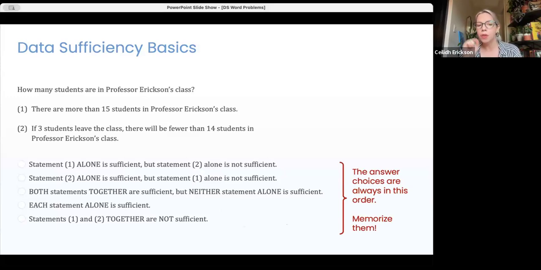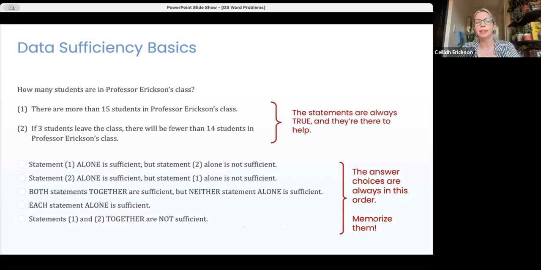And in this class, I'll give you a cheat sheet, a little shorthand when we do that, but I really recommend memorizing these answer choices so that you don't waste time on test day. And then the other thing to know is that these statements are always true. They're always there to try to help you. They're not trying to mislead you. And if they're both true, they can't contradict each other.